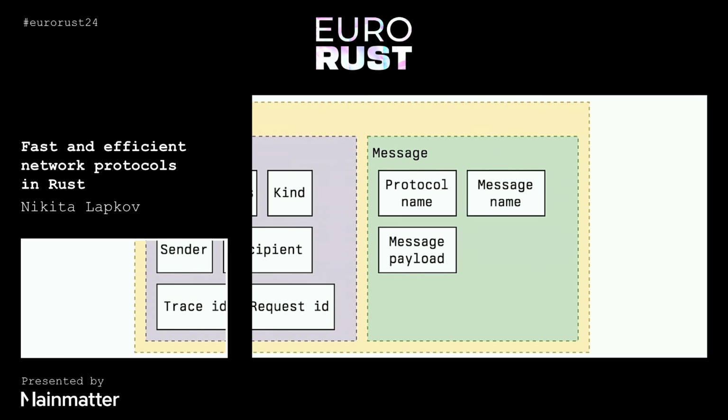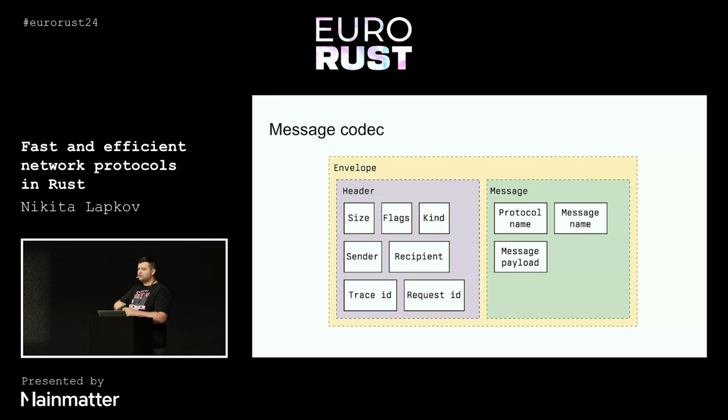Finally, we have the message part, which contains the serialized message payload as well as the protocol name and message name. You can think of protocol name and message name as similar concepts from protobuf. The protocol name tells you what crate this message is from, and the message name is basically the name of the Rust struct. And finally, the message payload contains the serialized data.